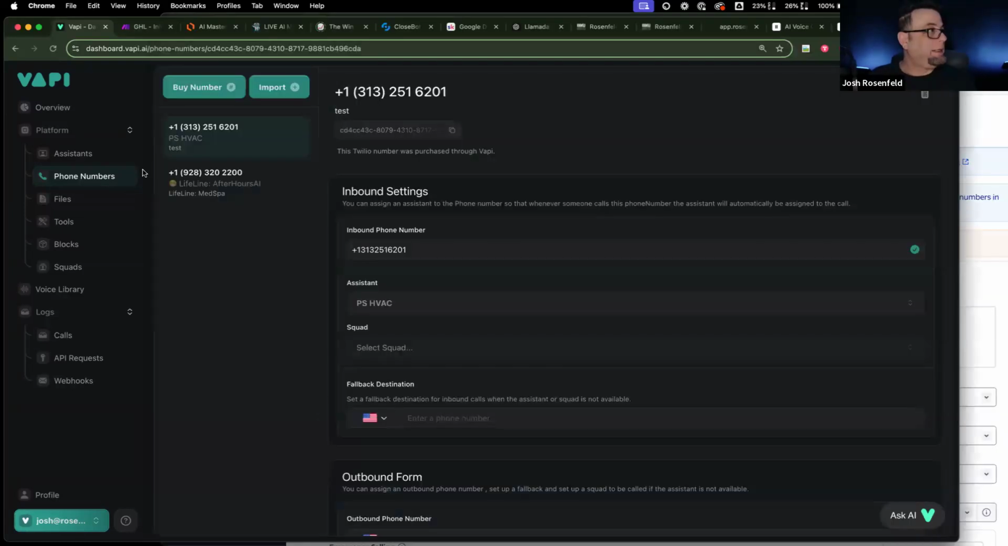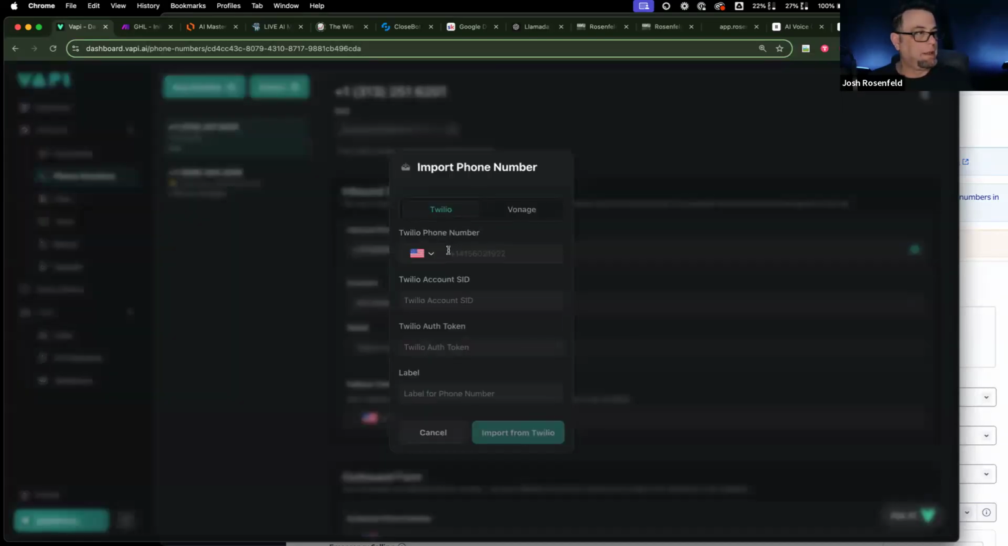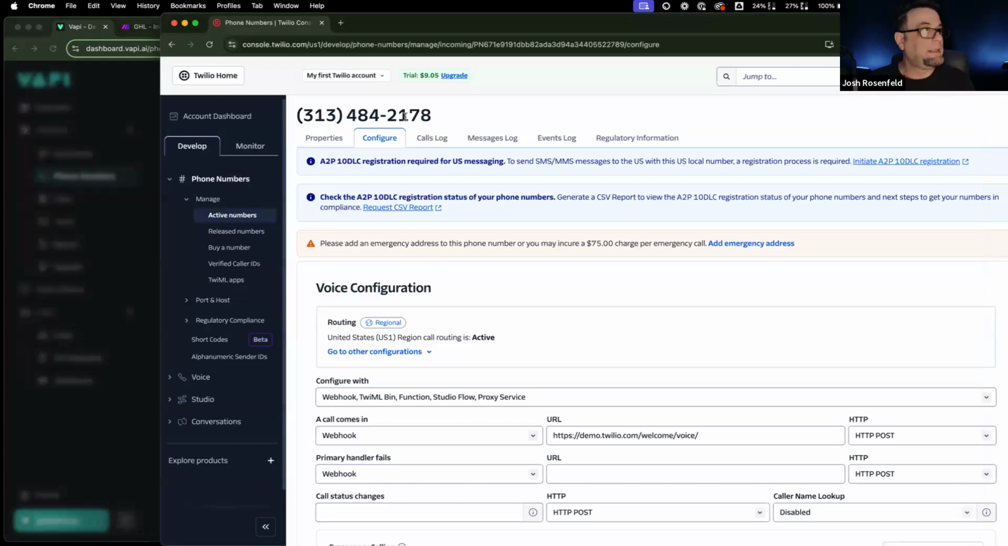When you go to Vapi, I'm going to import a number into Vapi. So you do import, and it asks for certain things: the phone number, the account SID, the auth token, the label. You only need a couple of them. So I need the phone number here.